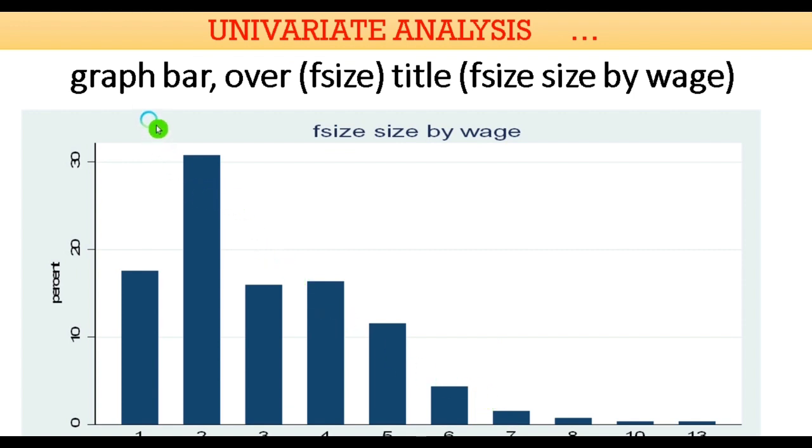The other is again through bar graph, through bar. You will see this graph. If you write the graph like this, you will get those graphs. This means graph bar over family size, title family size by wage. This implies that we are showing the percentage and the family size of the respondents. Again, it implies that there is a normal distribution, family size by wage. You can see it like this.